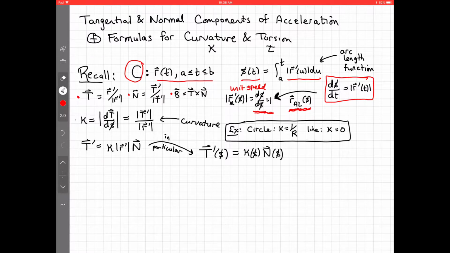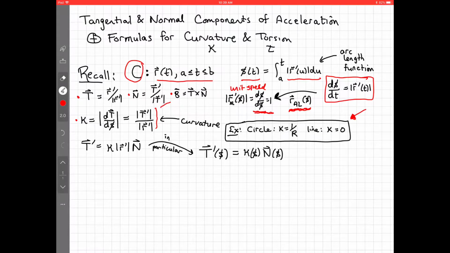Next, let's recall curvature. Curvature is the length of the derivative of the unit tangent with respect to arc length. The chain rule then gave us this other formula, that's length of T prime over length of r prime. And as a quick example to keep in mind how to interpret curvature, recall that curvature for a circle is the reciprocal of the radius, meaning the bigger the circle, the less curvature it has. The smaller the circle, the more curved it is. And then lines have no curvature. Their curvature is 0.